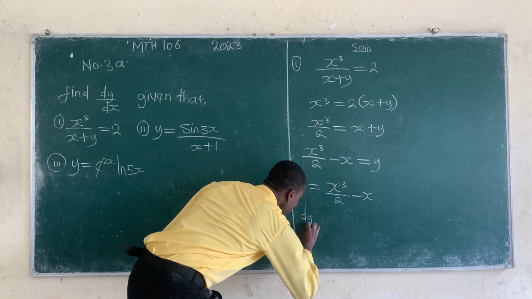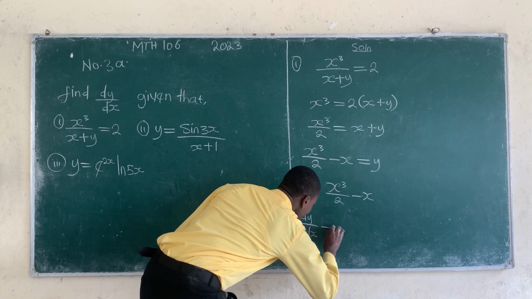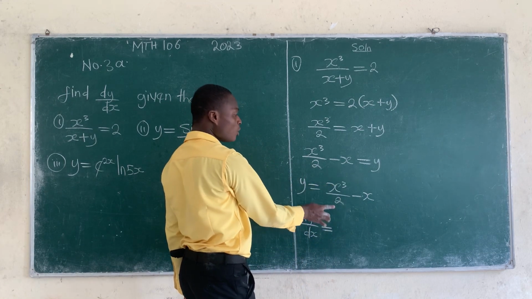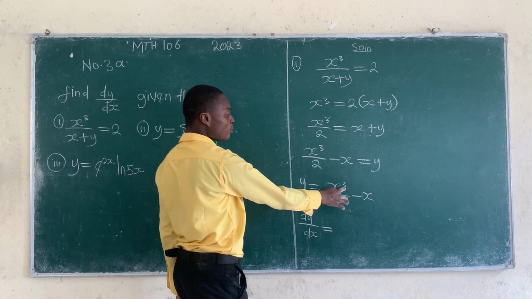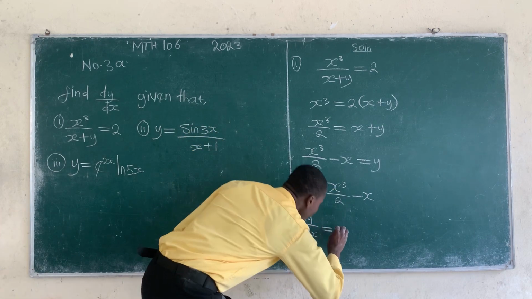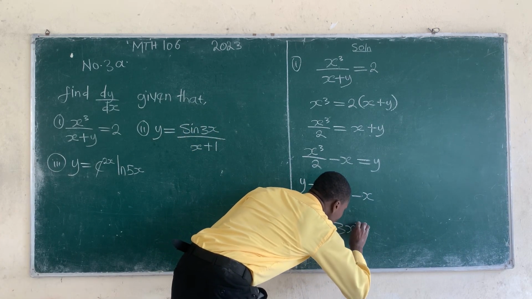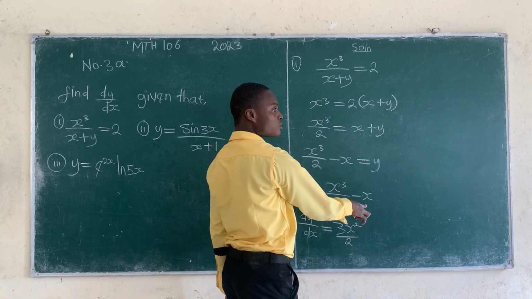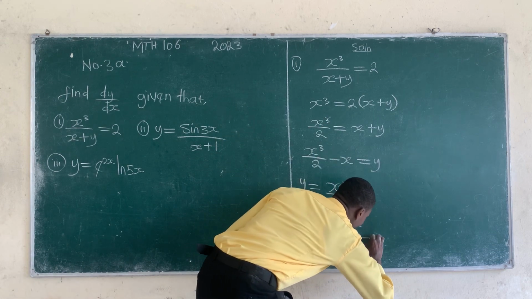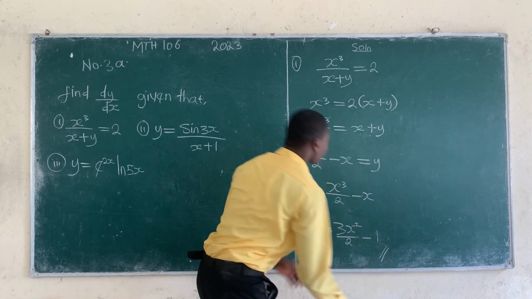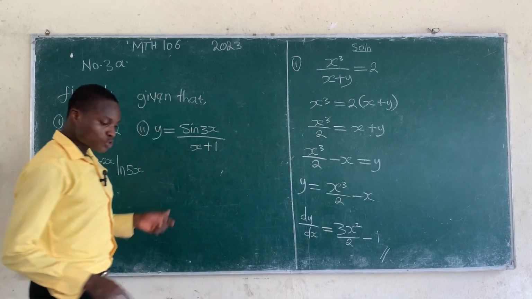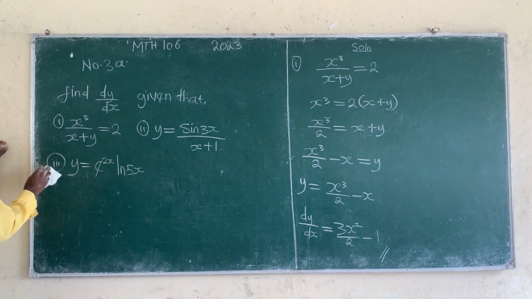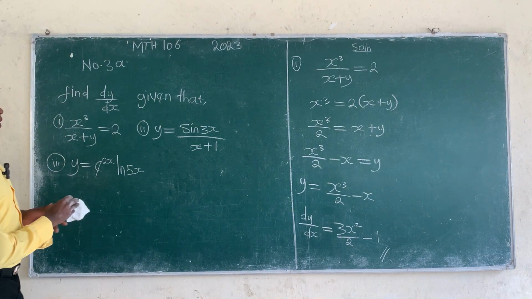We have dy/dx is equal to, because 2 is a constant, it does not affect the numerator. So differentiate x cubed, you have 3x squared, so we have 3x squared divided by 2. Then if you differentiate x, you have 1, minus 1. So that is the answer to I. Let's move on to II.